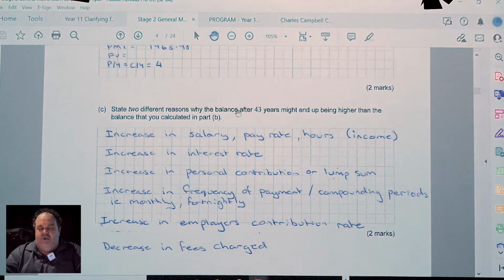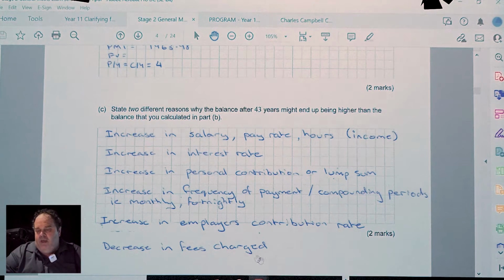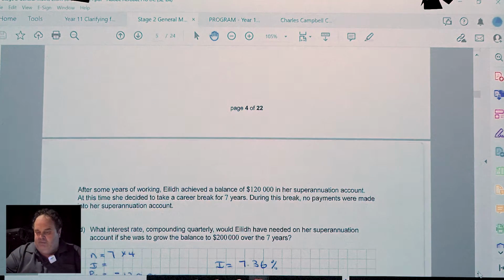Because it says we want the balance to be higher, we need to say that it's an increase or a decrease in fees charged. So you can't just say, oh, the interest rate changes, because that's not telling me whether it went up or down. It has to be an increase in the rate. There's been a move away from those generic type answers to either contextual answers or like this, how is it going to be better, how is it going to be worse?